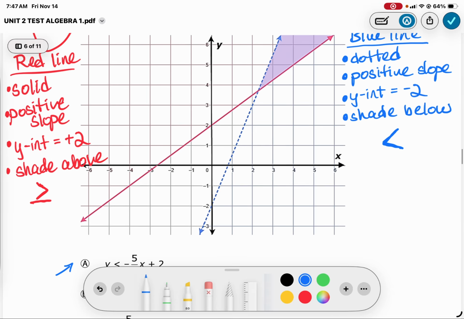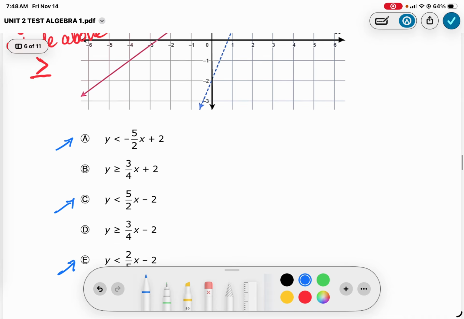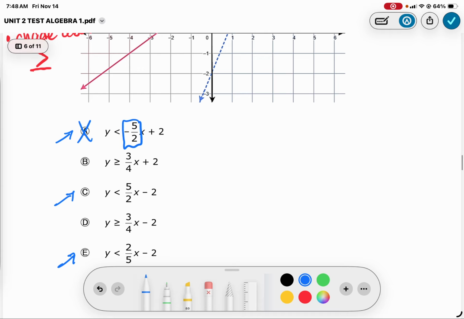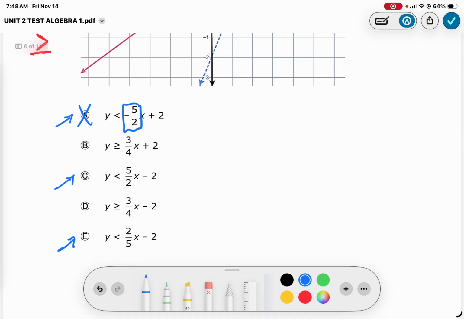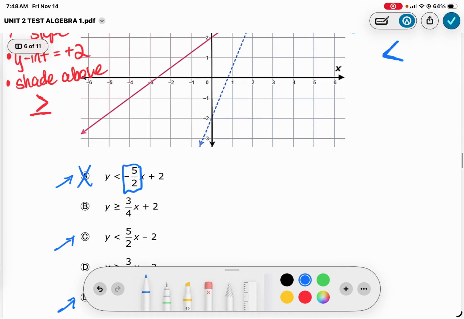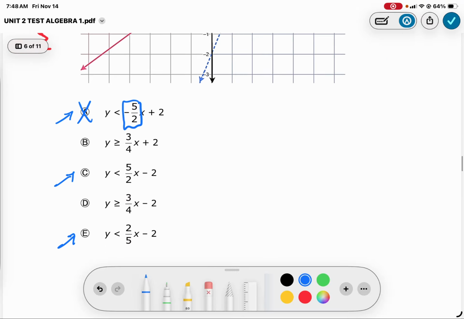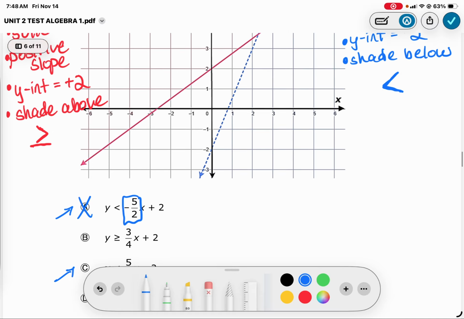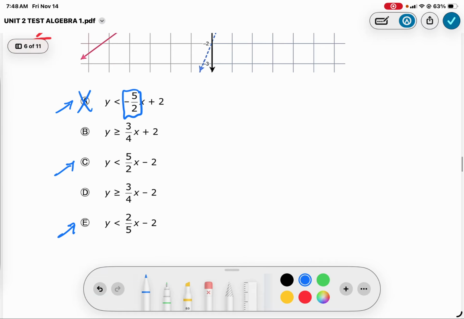Now, let's use our key features. It has a positive slope. Well, A's slope is negative, so it can't be A. C and D both have positive slopes, so we're almost there. And they both have a y-intercept of -2. So what we're going to need to do with the blue line is actually figure out what the slope is because they both have the correct y-intercept, right? That's a check. So now we need to take a look at each of their slopes to figure out which slope is the correct slope.